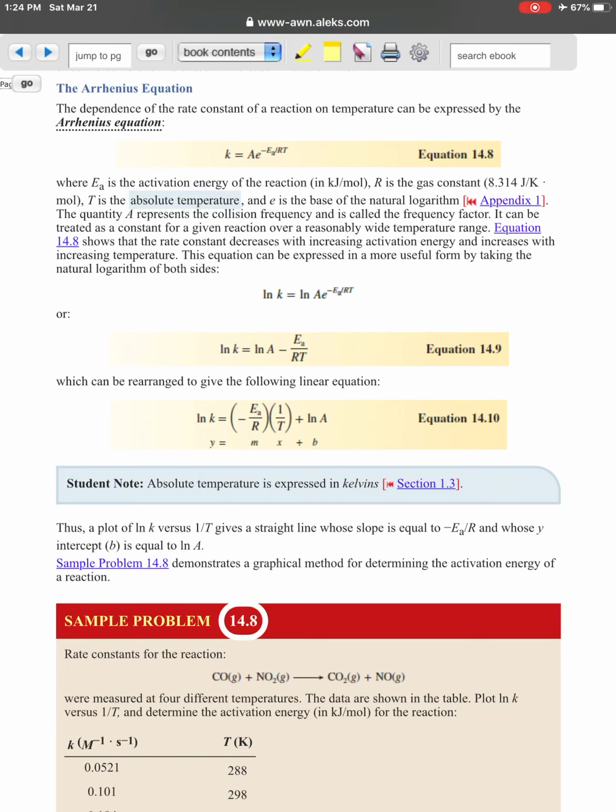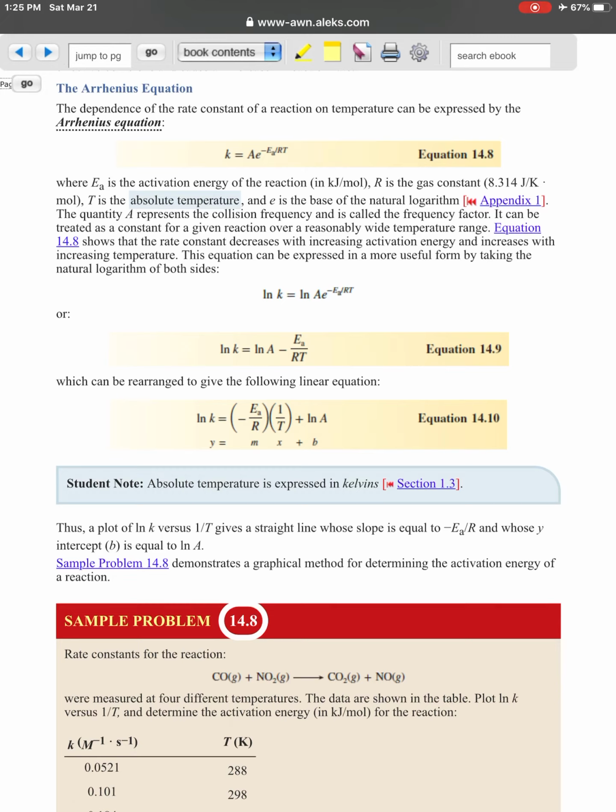ln k, which is y, equals minus E sub a over R, which is the slope m, times 1 over T, which is x, plus ln of A. That's equation 14.10. All they've done in 14.10 is just rearranged it. They left the left side the same. They moved the ln A to the back, and they made it so that the T, since it's in the denominator, is written as 1 over T. Okay? y equals mx plus b. So the reason it's done that way is to make it so that you could graph it.